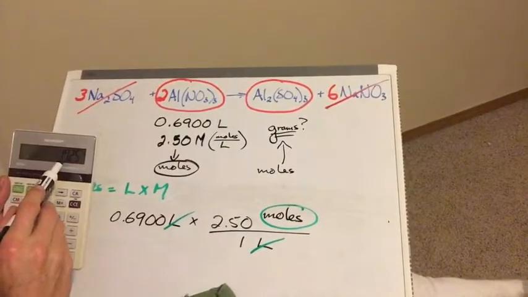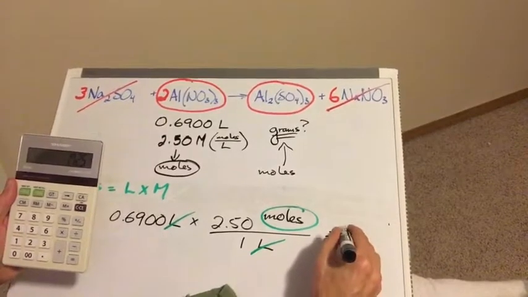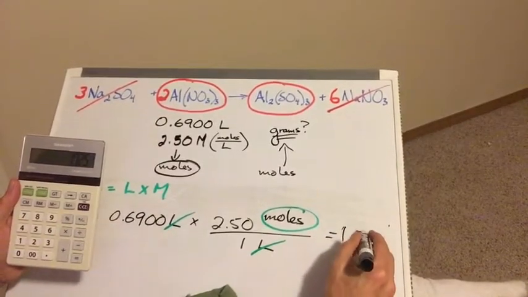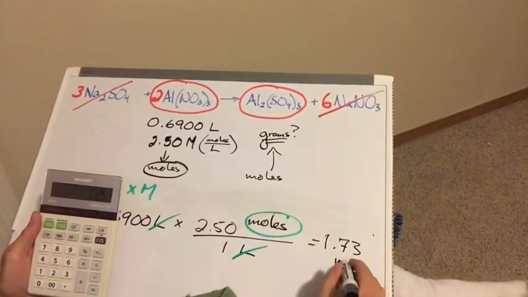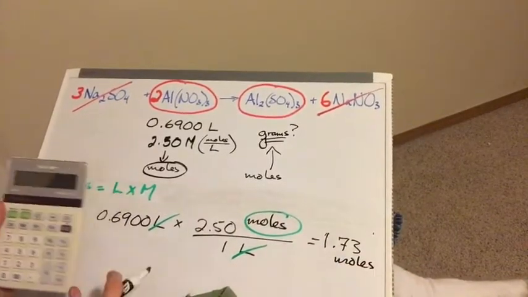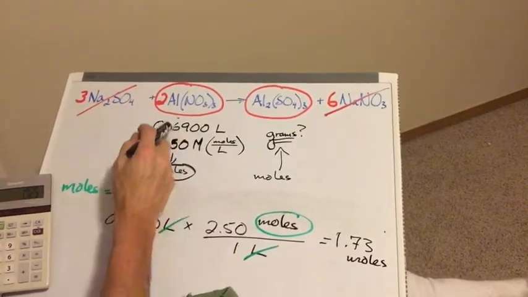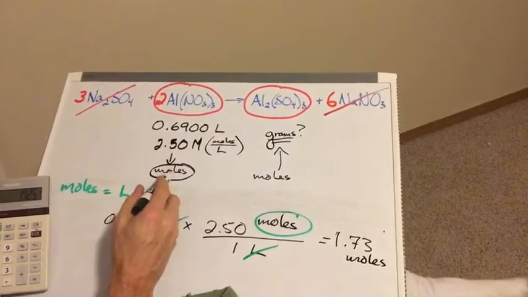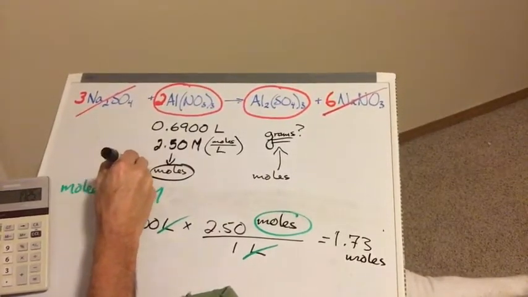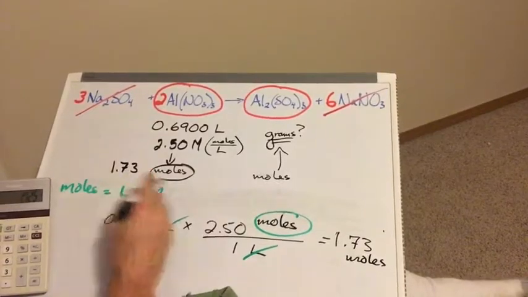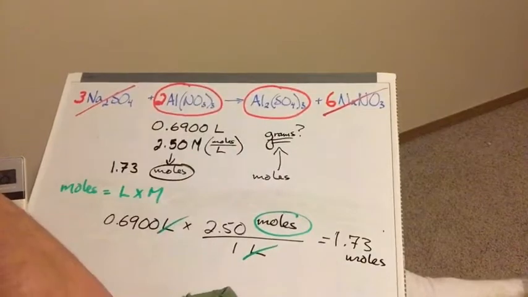So 1.725 will be 1.73. And what's our unit? What's left is moles, so I'm going to put moles there. So now we've converted our milliliters into liters. We've used this information to find out how many moles. It's basically 1.73 moles, and we can now work the equation to work our way over to aluminum sulfate from aluminum nitrate.